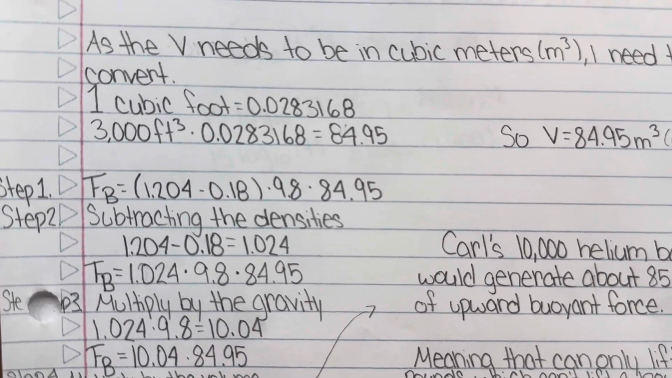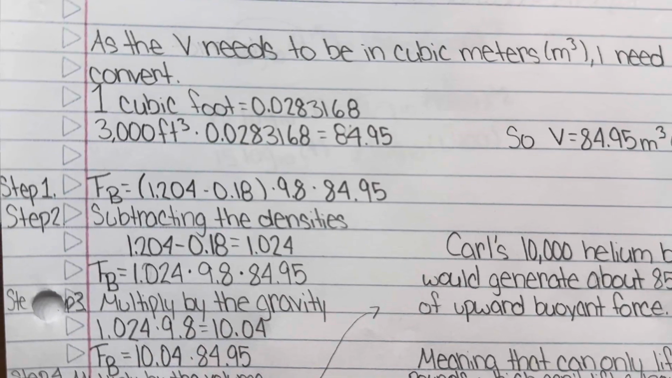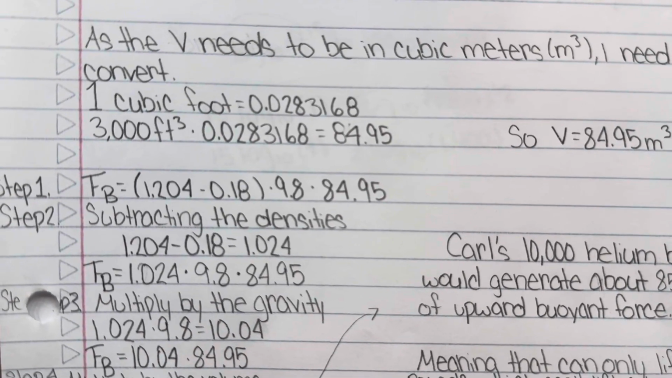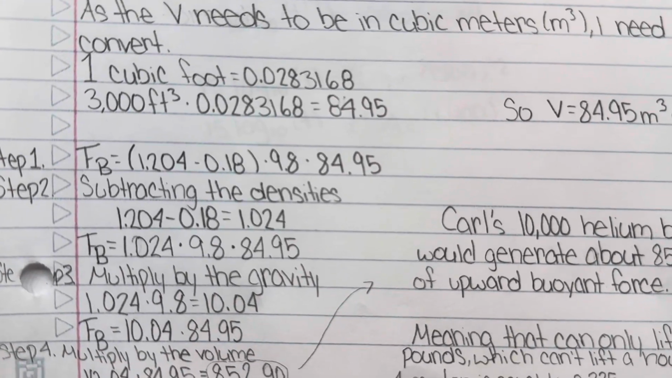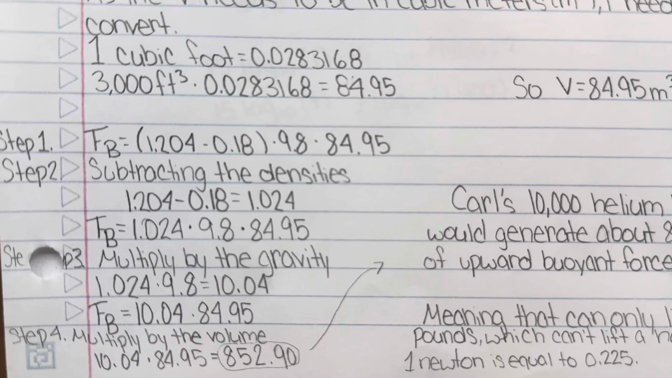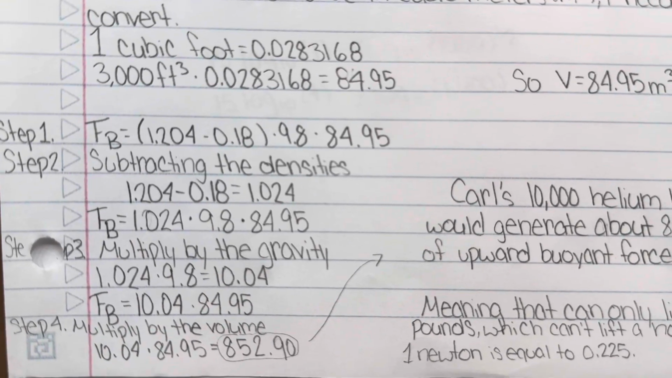So then we plug it in. So FB equals 1.024 times 9.8 times 84.95. So then we multiply by the gravity. So 1.024 times 9.8 gives us 10.04.